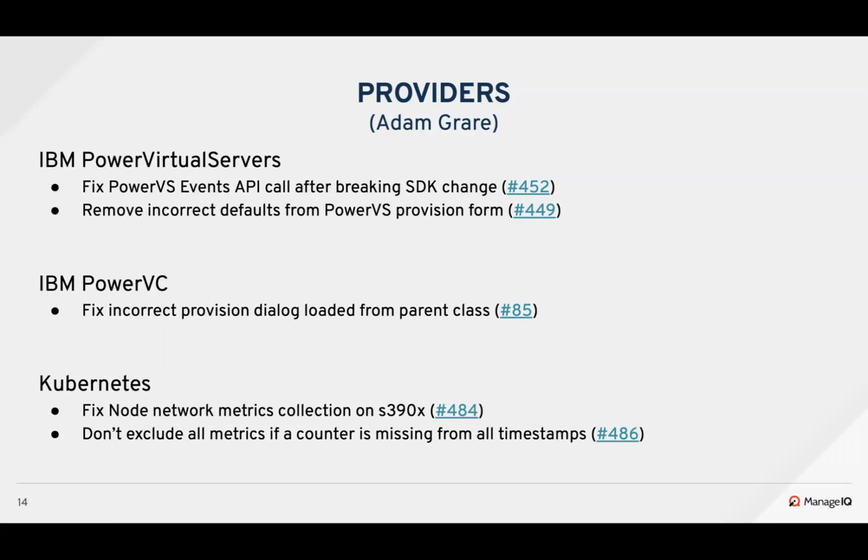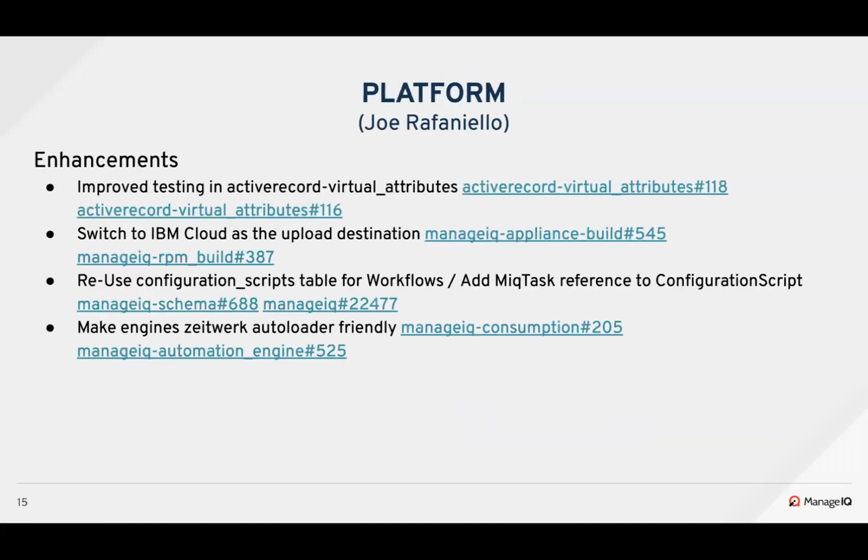And so this fixed that up because now if there's a future bug with network collection, for example, we would still get CPU and memory. So it's not all or nothing now. Next slide, and over to Joe.